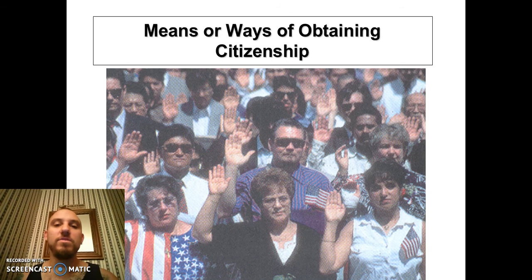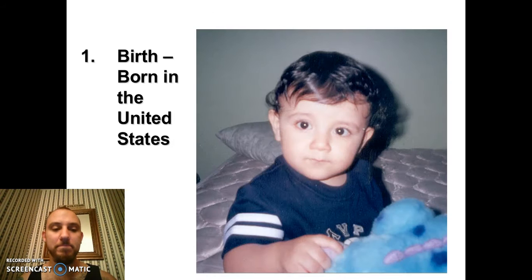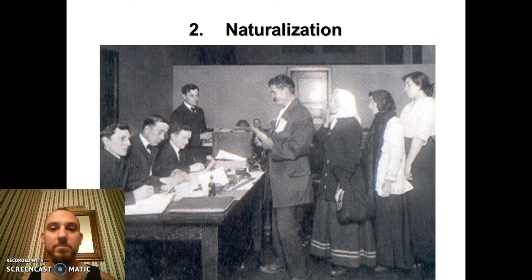Today we're talking about the ways that people can obtain citizenship in the United States. First way is easy, and you know that. It's that you're born in the United States or you're born to American citizens. The second way is naturalization. And we're going to talk a little bit more about the naturalization process in this video.